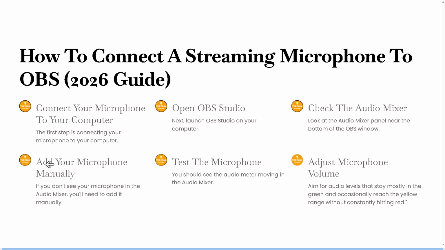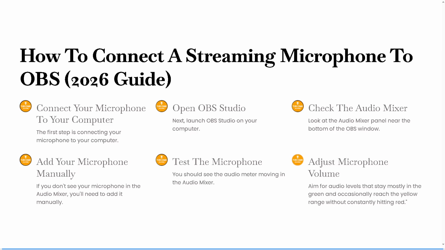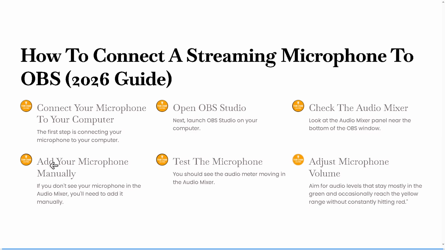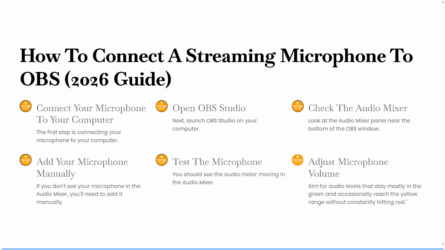And then you need to add your microphone manually. If you don't see your microphone in the audio mixer, you'll need to add it manually. Click the plus icon under the sources panel and then select Audio Input Capture. And then choose Create New and click OK. In the device drop-down menu, select your streaming microphone or audio interface, and then finally you need to click OK to add the device.